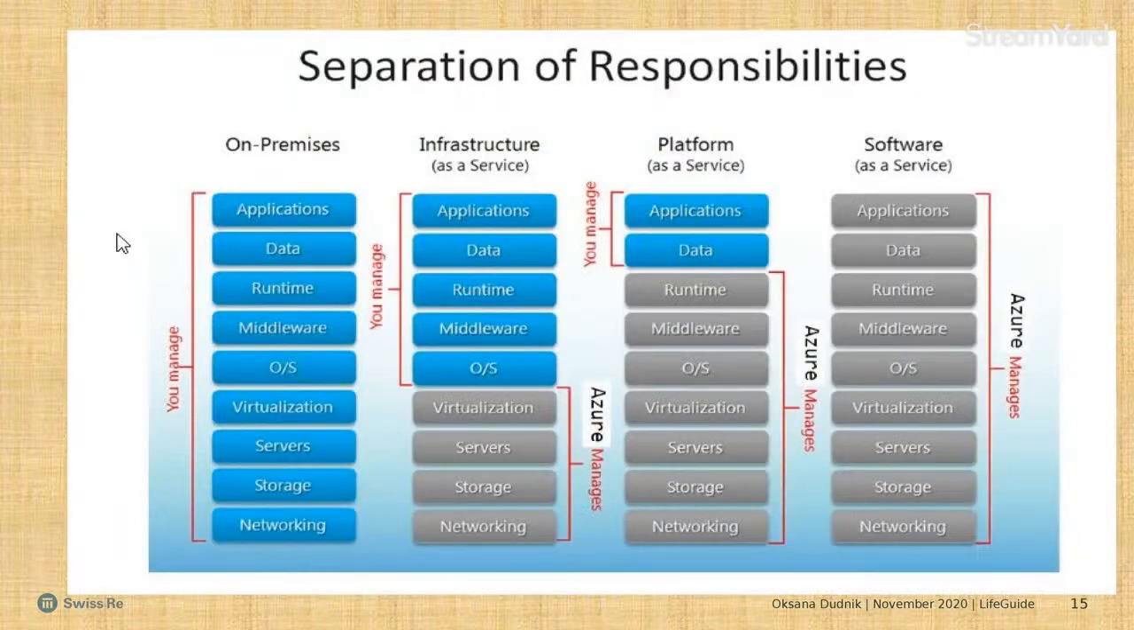So now coming to the responsibilities. Before, I talked about infrastructure, platform, and software. So what's the difference between these three? All these three services are provided in cloud computing. So what's the difference? We don't know about that.